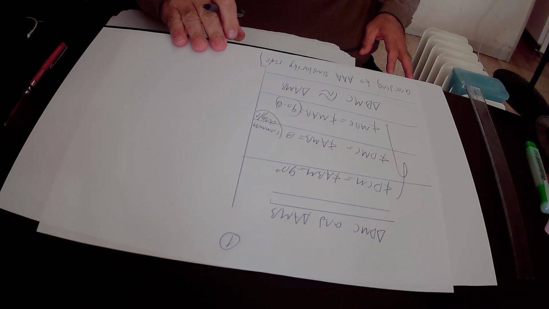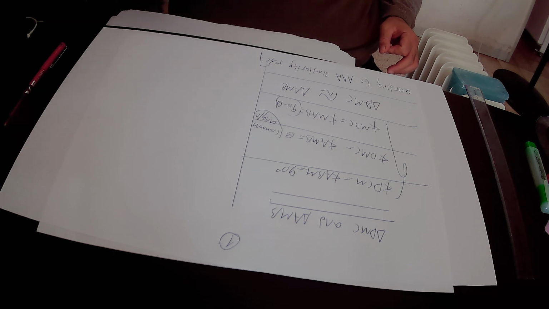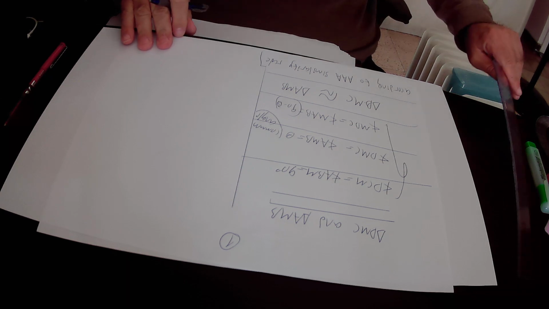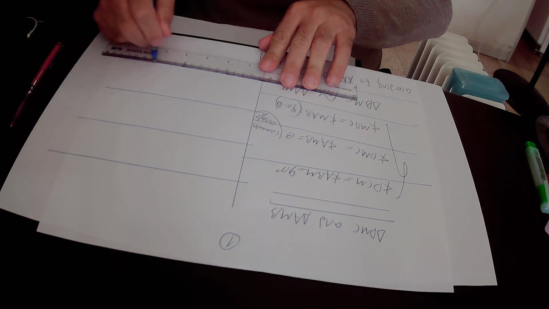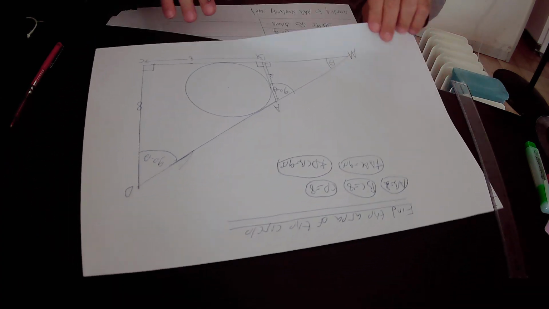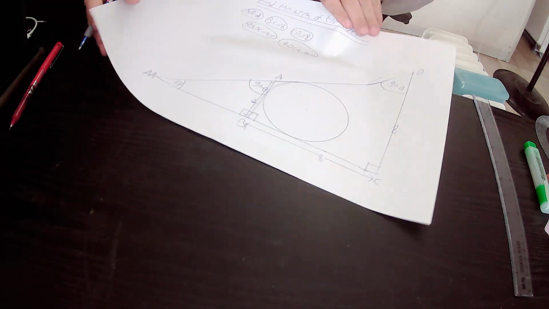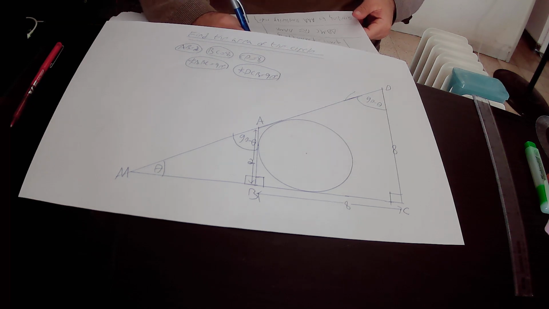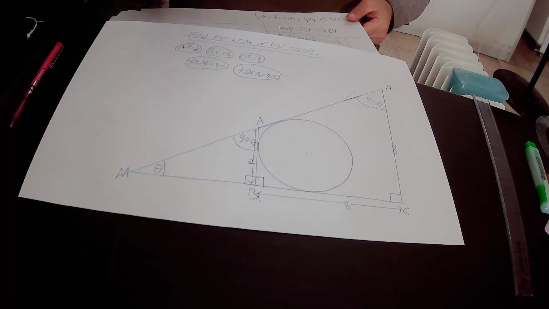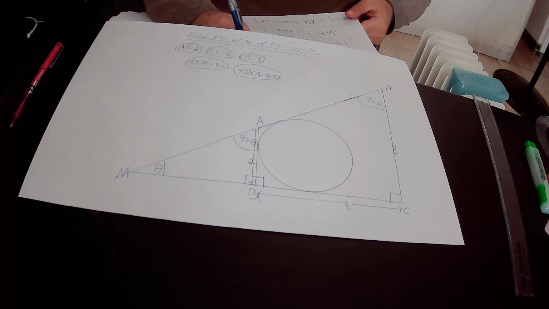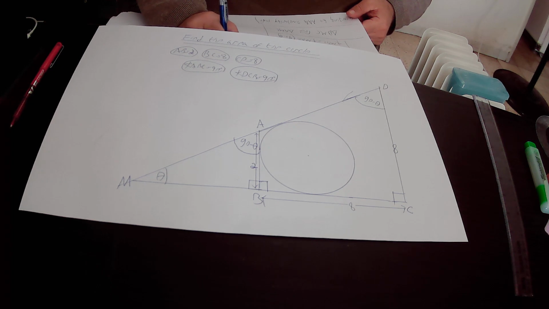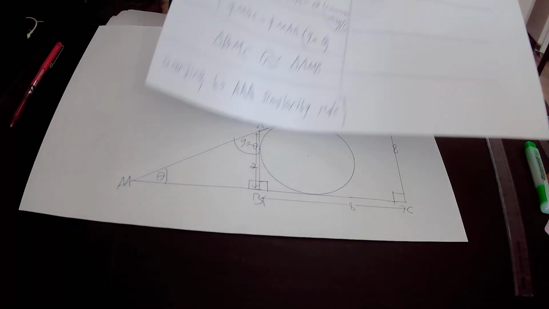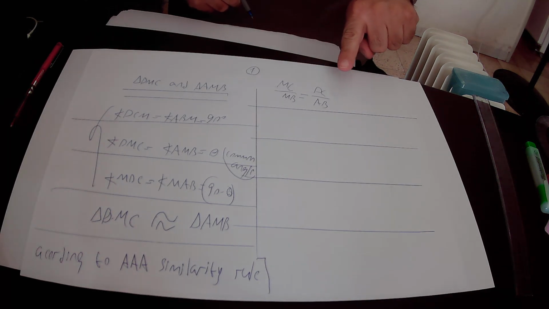Okay, so from the fact that the two right triangles are similar to each other, we will conclude that the following relationship exists between their sides: MC in the big triangle over MB in the small triangle equals DC in the big triangle over AB in the small triangle. Again, MC over MB equals DC over AB.